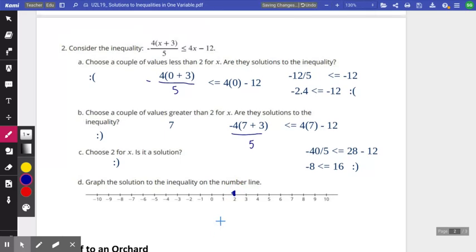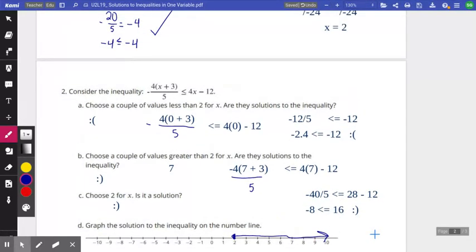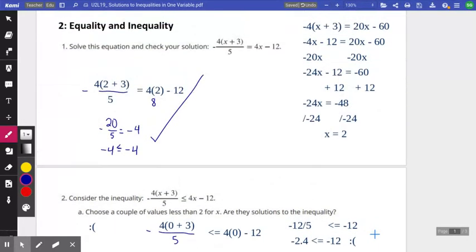Now the other solutions for this inequality we figured out were numbers that are greater than 2. To show that numbers greater than 2 are a solution, we just shade to the right of 2 like that. So to summarize what we're doing here, we had talked about ways you can identify solutions for inequalities.